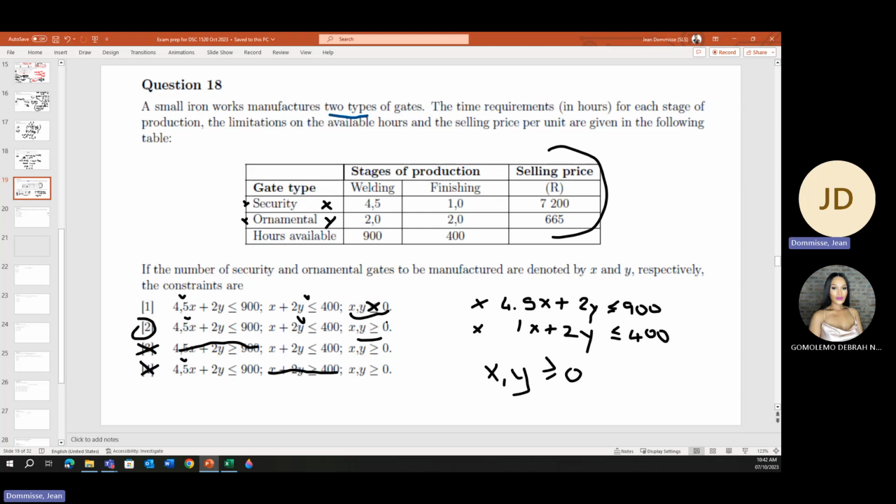So again, for that one, think about it as when you look at your gate types, you can make 0 security gates, but you can't make negative. So it needs to be 0 or more. The same with ornamental. It needs to be 0 or more. You can't make a negative number of gates.